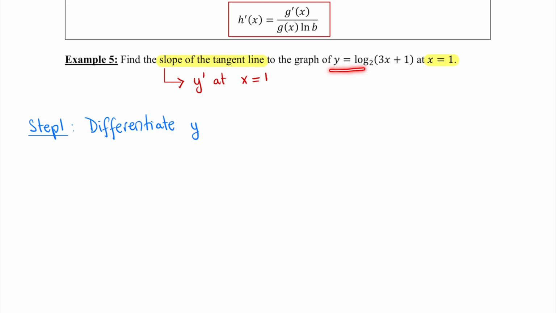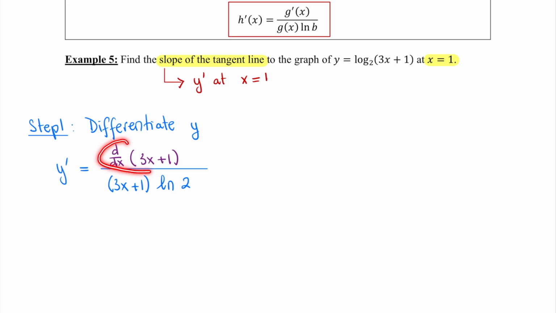y equals log base 2 of 3x plus 1. In this case, 2 is b in this formula, and 3x plus 1 is g in this formula. So to differentiate this function, I'll take the derivative of 3x plus 1 over 3x plus 1 times natural log of 2. And the derivative of 3x plus 1 is 3. So I have 3 over 3x plus 1 times natural log of 2.